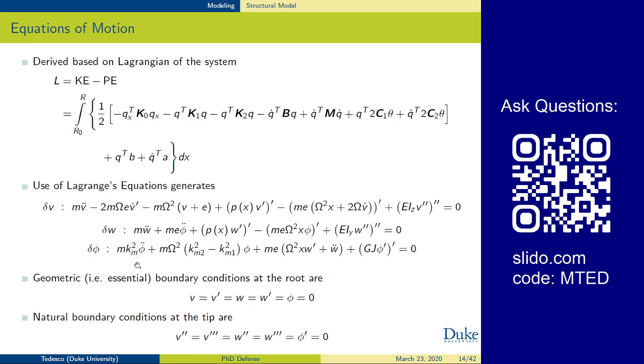Of course, with any good differential equation, you're going to need boundary conditions. And so for us, at the root, we're using geometric or essential boundary conditions. And because we're going to be dealing mostly with cantilevered beams or fixed end conditions, you'll notice that these are your typical fixed end conditions. At the tip, we're going to be using the natural boundary conditions as follows. You might also recognize these as no shear and no moment at the tip.